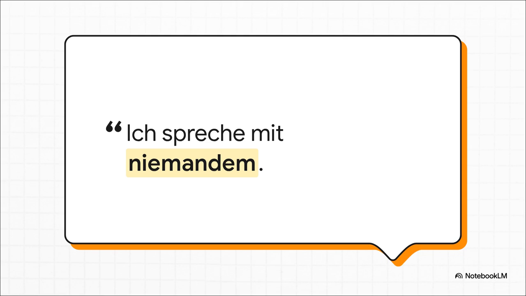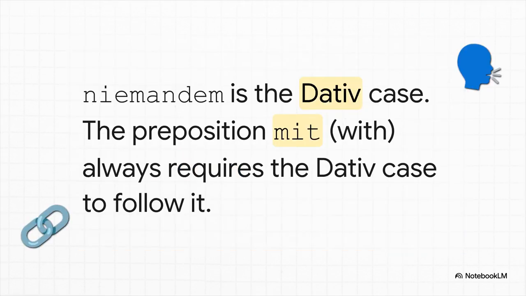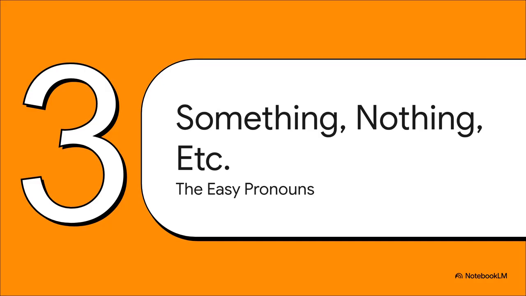Okay, how about this one? Ich spreche mit niemandem. I am not speaking with anyone. Notice that little word mit? It means with, and certain prepositions in German are kind of like bosses. They make the rules. And that's exactly what's happening. This is the dative case, and it's used here because of the preposition mit. Mit is a dative preposition, so whatever comes after it has to be in the dative case. No exceptions.